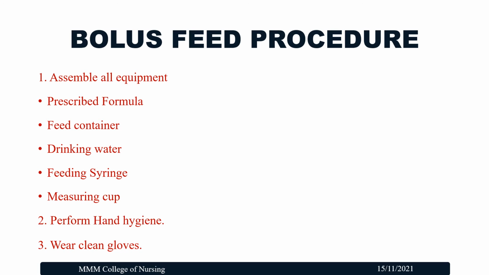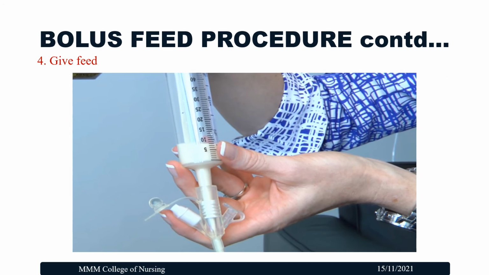Feeding using a syringe or gravity drip can also be called bolus feeding. Next, we're going to be looking at the bolus feeding procedure. The first step is to assemble all equipment, including the prescribed formula, feed container, drinking water, feeding syringe, and a measuring cup. Hand hygiene needs to be performed and wear clean gloves. The fourth step is to give feed. See the tube feeding plan as prescribed by the treating doctor.